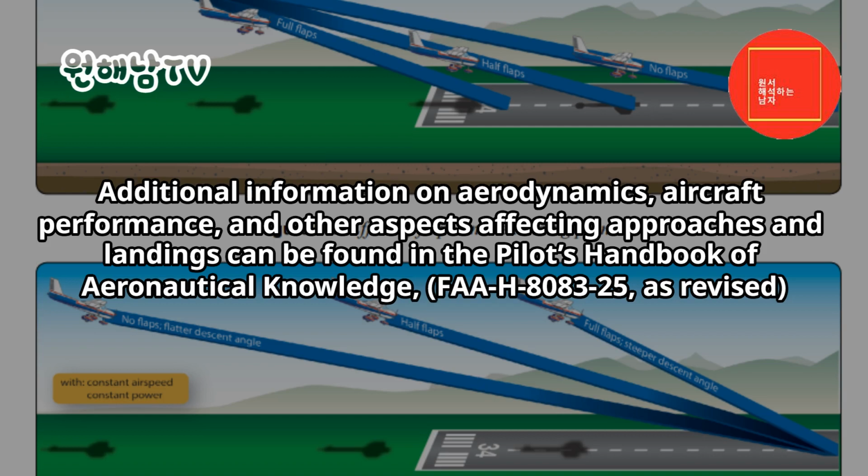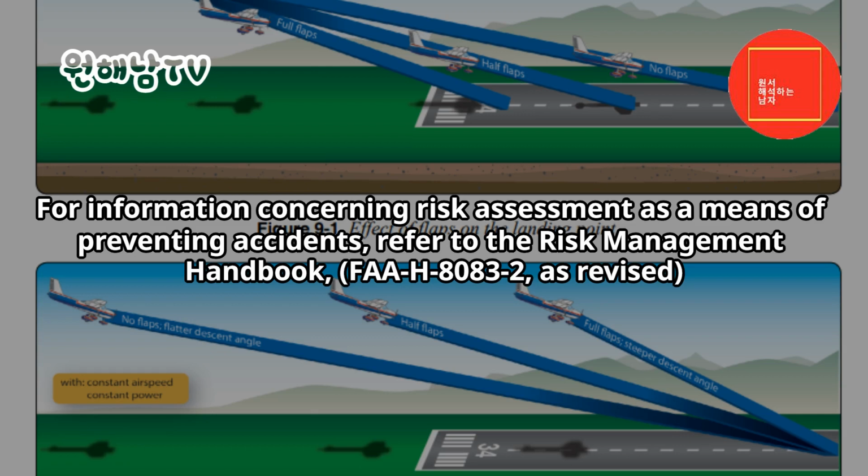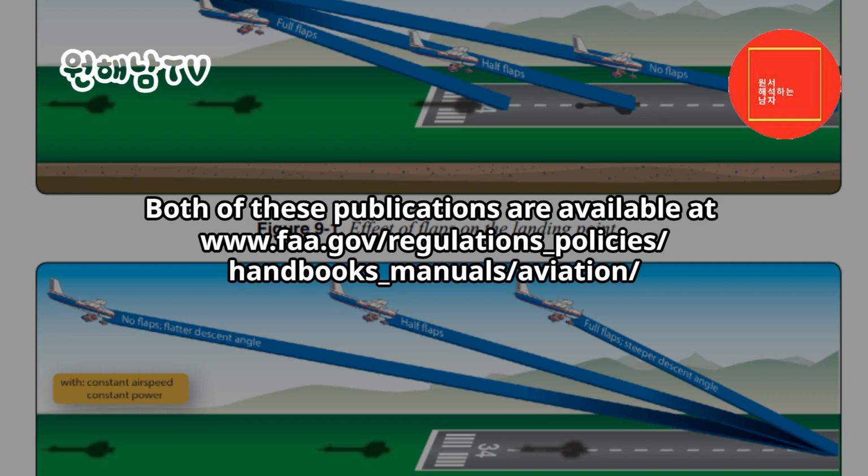Additional information on aerodynamics, aircraft performance, and other aspects affecting approaches and landings can be found in the Pilot's Handbook of Aeronautical Knowledge, FAA-H-8083-25, as revised. For information concerning risk assessment as a means of preventing accidents, refer to the Risk Management Handbook, FAA-H-8083-2, as revised. Both of these publications are available at www.faa.gov. Regulations, Policies, Handbooks, Manuals, Aviation.